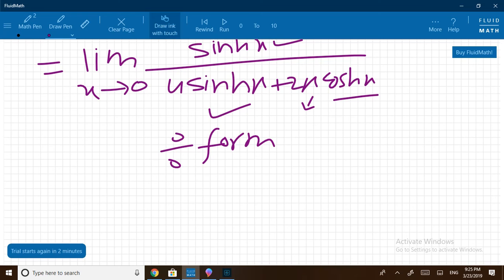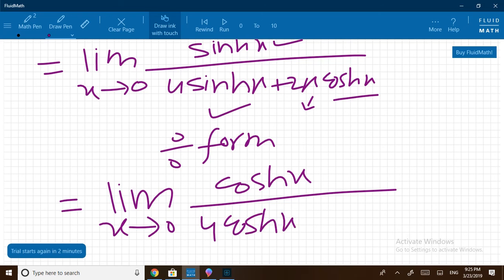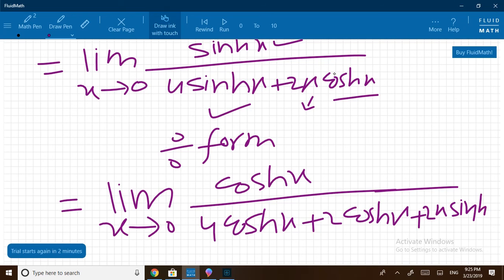So again take the derivative, limit x approaches 0. The derivative of sinh x is cosh x, divided by 4 cosh x, and the derivative of 2x cosh x is plus 2 cosh x plus 2x sinh x.